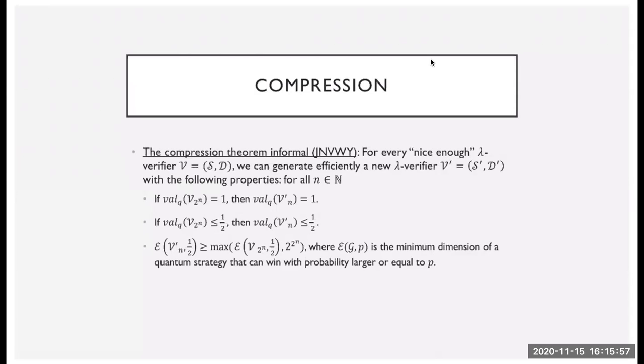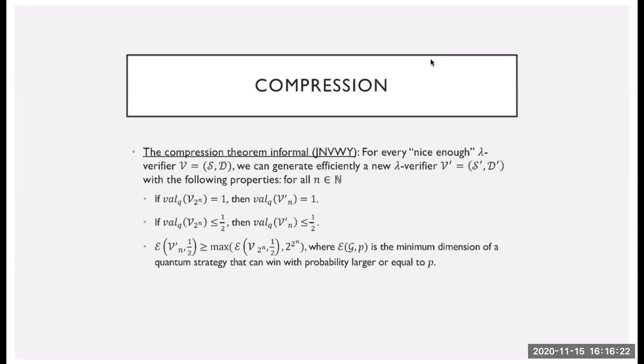So given such a thing, we can generate a new Lambda verifier. And last time, Livio, you asked whether this is the same Lambda. Actually you can take an even smaller Lambda, but if you take a smaller Lambda, not all the conditions are satisfied. If you take the same Lambda, you can say that all the following conditions are satisfied, such that the following holds.